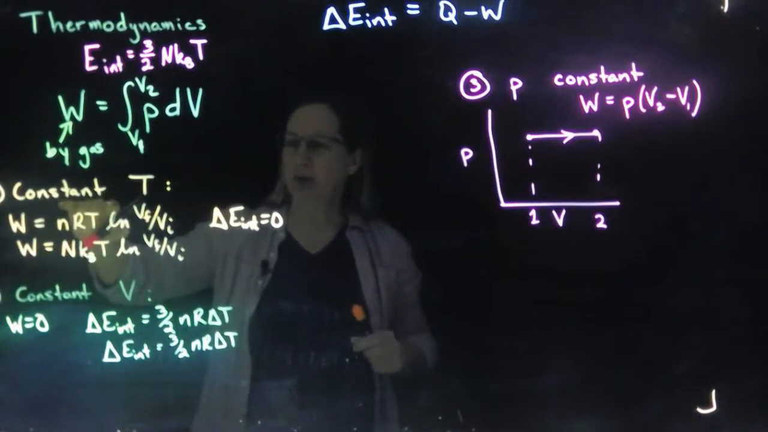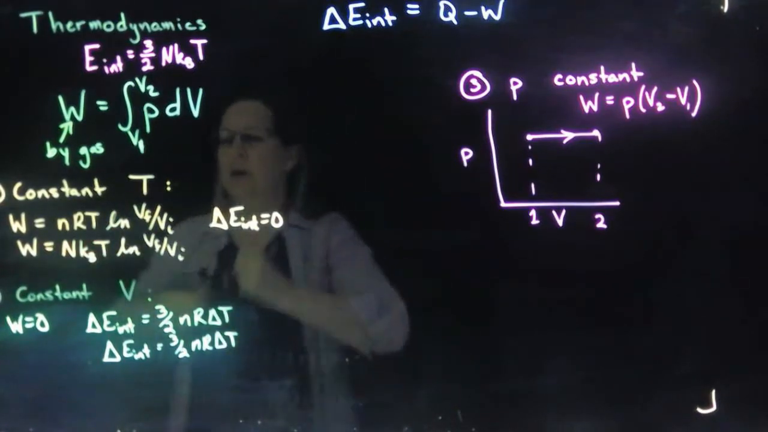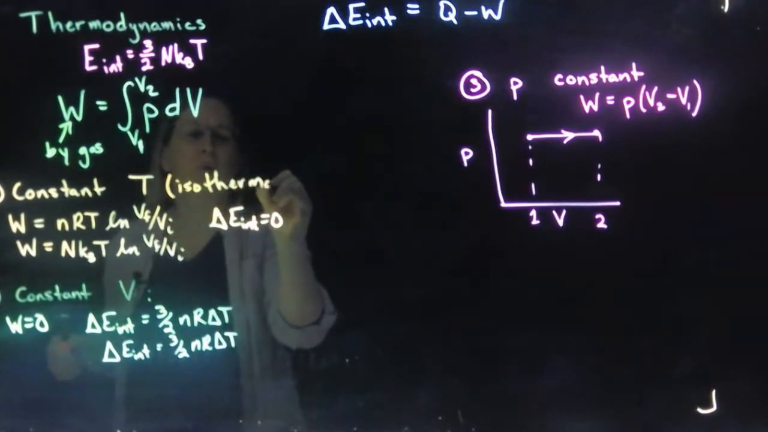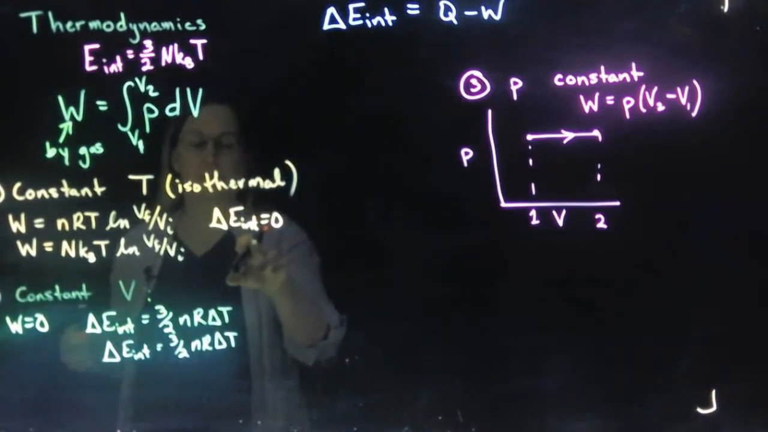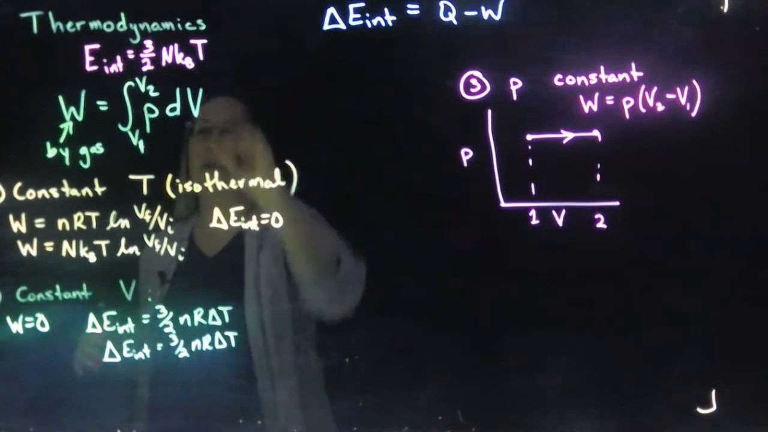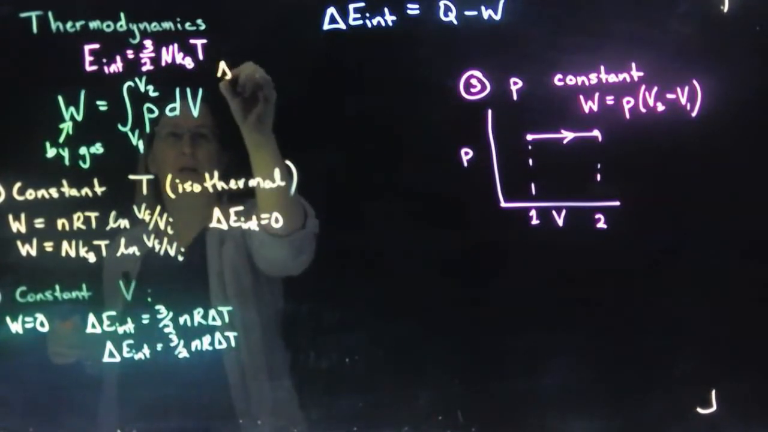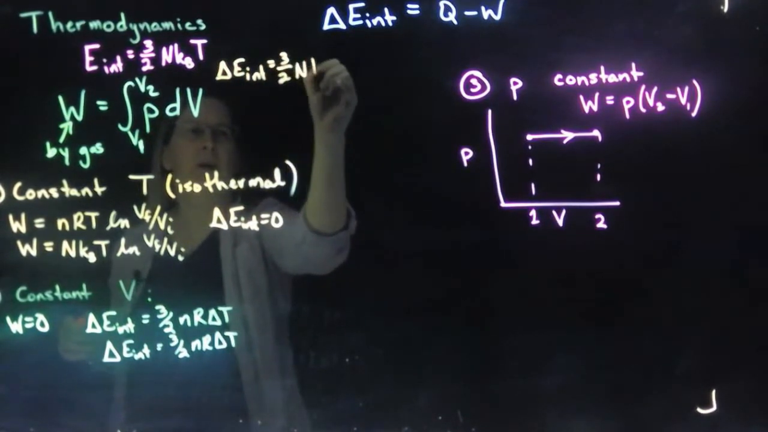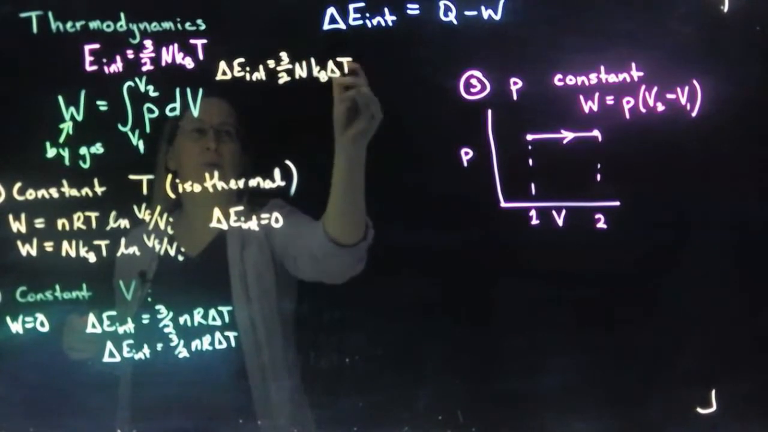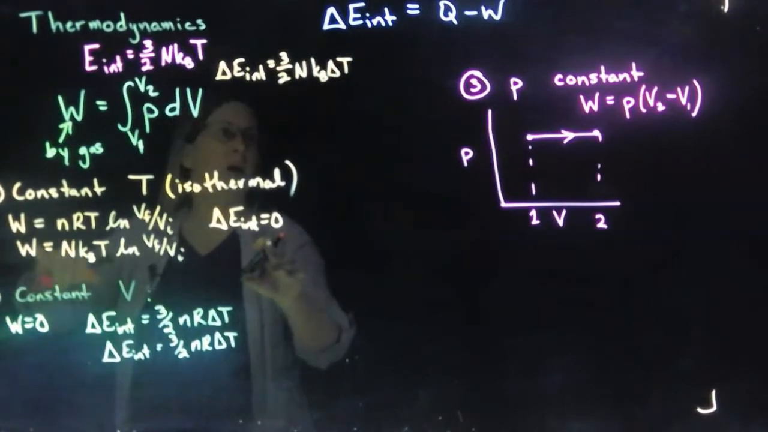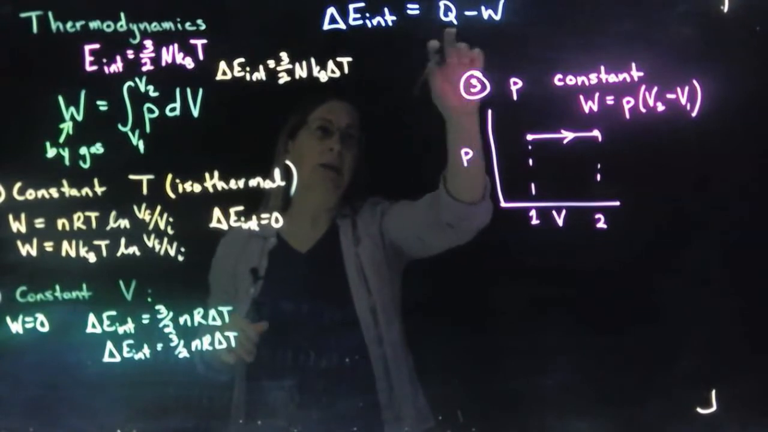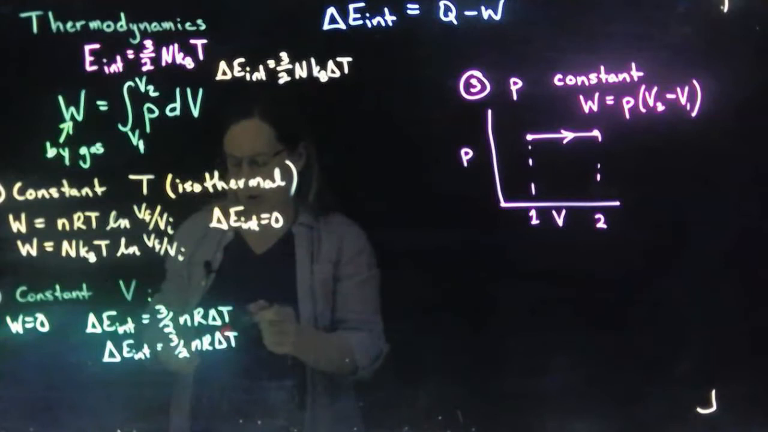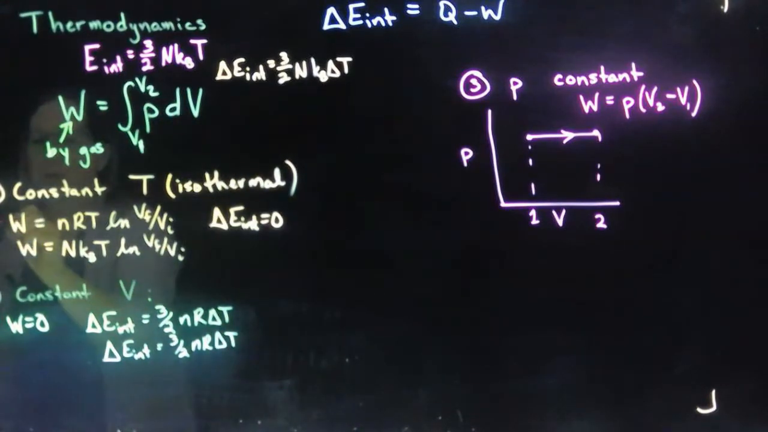Recap a little bit before we go to the constant pressure. At constant temperature, which is called an isothermal process, the change in internal energy is 0 because there is no delta T, right? Change in internal energy is 3/2 n k_B delta T. So if delta T is 0, that's 0. Using the first law of thermodynamics, if that's 0, then work must equal Q. So work equals Q.